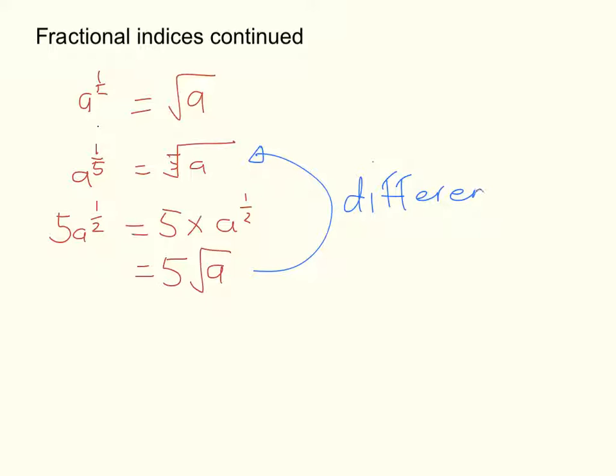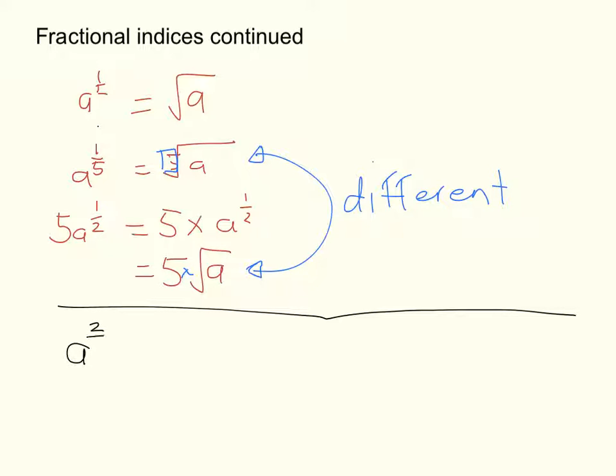Okay, so that's the fifth root, just like we might say the cube root or the square root. The 5 is sort of inside that little box there, whereas this is 5 times the root of a. So today we want to extend it out and actually work out what happens if I've got something like a to the power of 2 over 3.